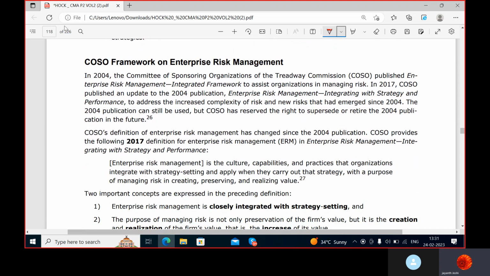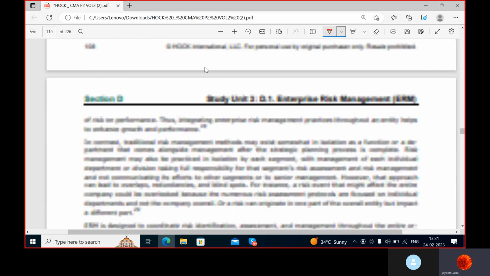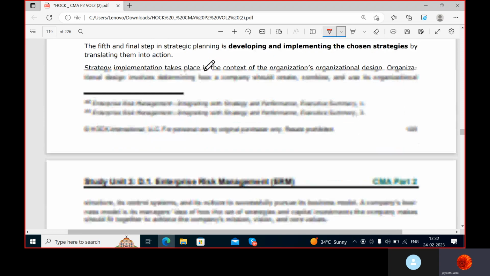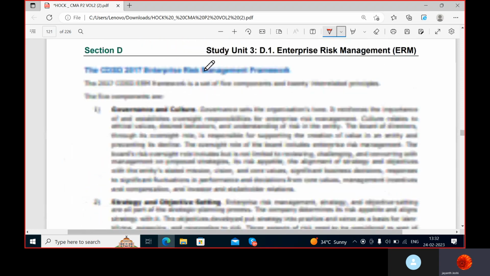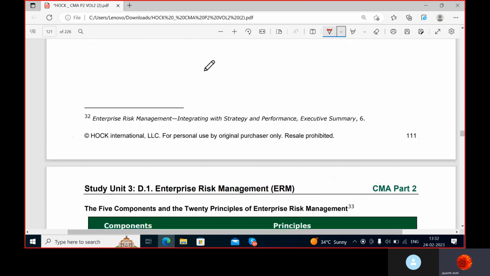Next is COSO's framework on ERM. What has COSO given as the framework on enterprise risk management, that we are going to see right now.